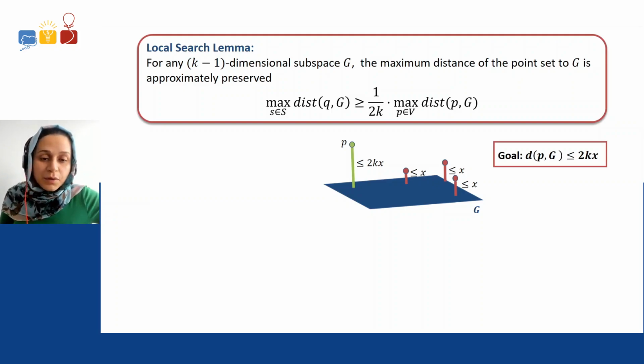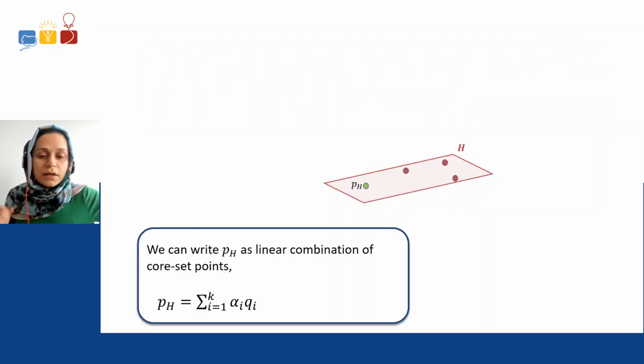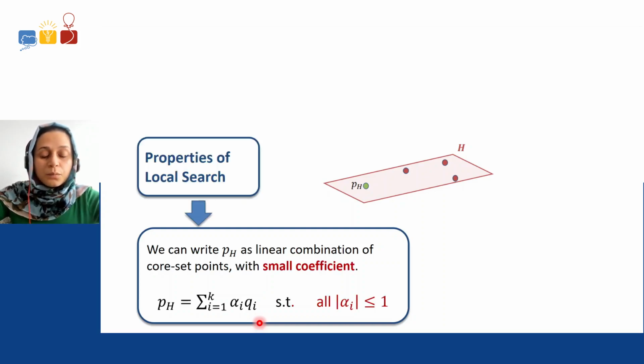We take the k-dimensional subspace that is spanned by all the points in the coreset and project our point onto it. Okay, so now let's look at this projection. We know that because this is a projection onto the subspace spanned by all the points in the coreset, we can always write this projection as the linear combination of the points that are in the subspace. Okay, so what we show is that by using the properties of the local search algorithm, moreover, we have the property that all the coefficients have absolute value at most 1. So all the coefficients are small.